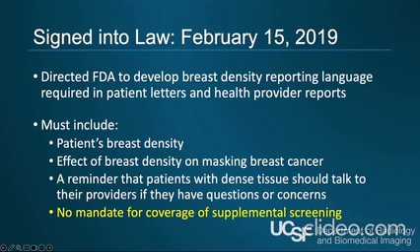The law directed that the FDA needs to develop breast density reporting language that would be required in patient letters and health provider letters. This must include the patient's breast density, the effect of breast density on masking of breast cancer, and a reminder that patients with dense breast tissue should talk to their providers if they have any questions or concerns. Unfortunately, there was no mandate for coverage of supplemental screening, and today only a handful of states have mandates to cover supplemental screening.